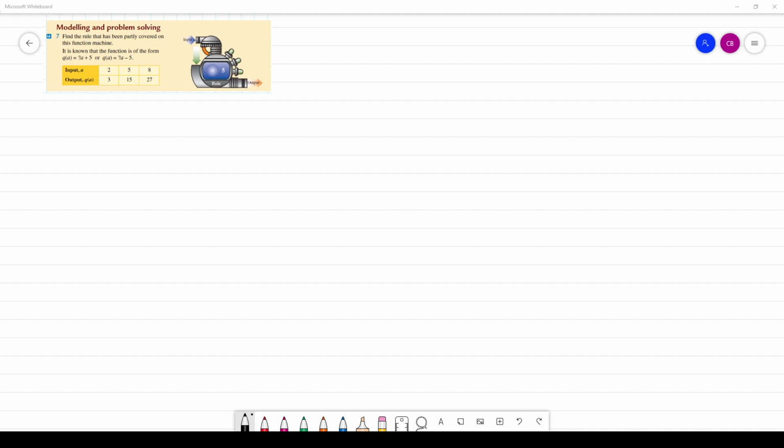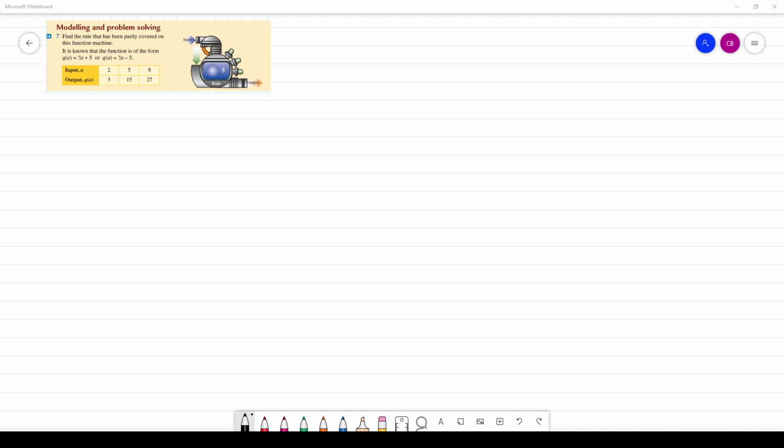What do we got today? We got a modeling and problem solving problem. Find the rule that has been partly covered on this function machine. It is known that the function is of the form Q(a) equals something times a plus 5, or Q(a) equals something times a minus 5. And we've got some inputs a and some outputs Q(a).